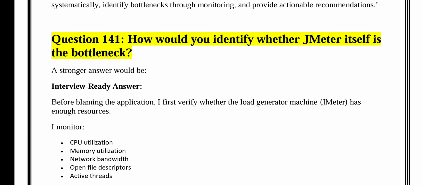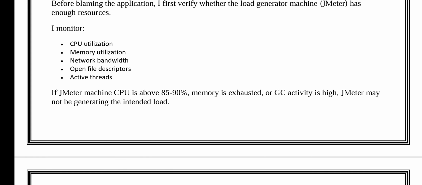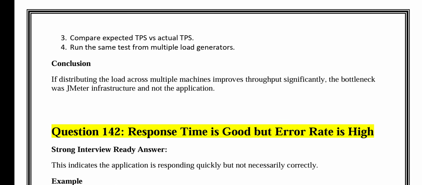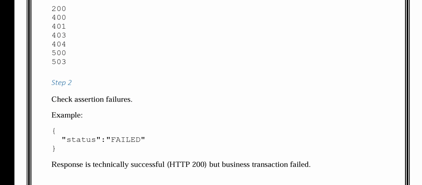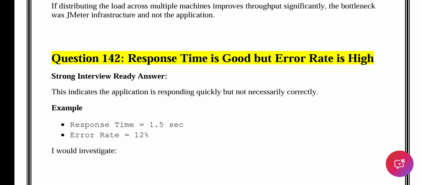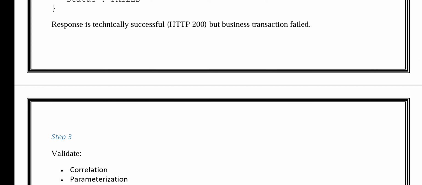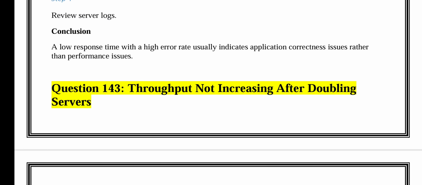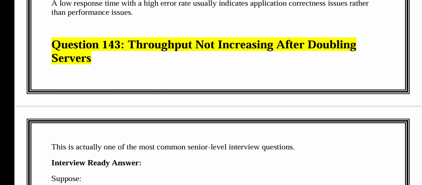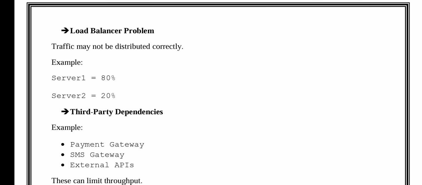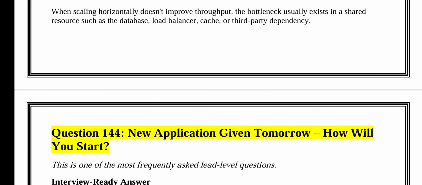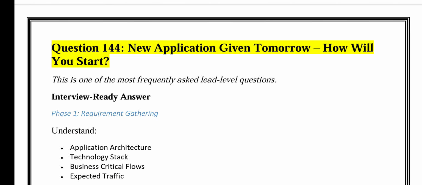How would you identify whether JMeter itself is a bottleneck? Response time is good but error rate is high. What will you do? And throughput not increasing after doubling servers. What will you do? Or how will you investigate? New application given tomorrow, how will you start?